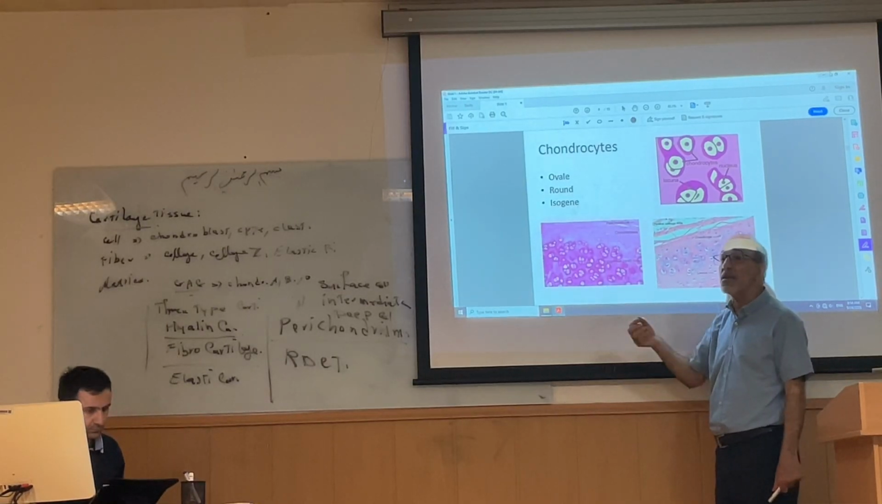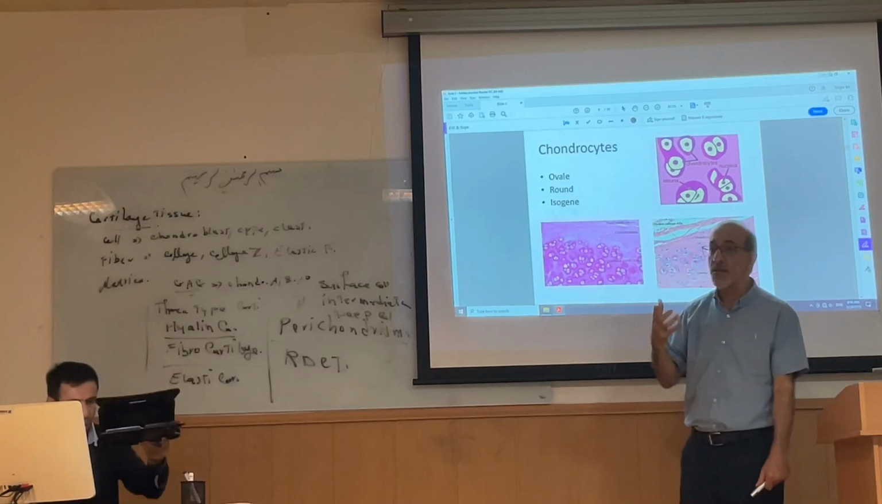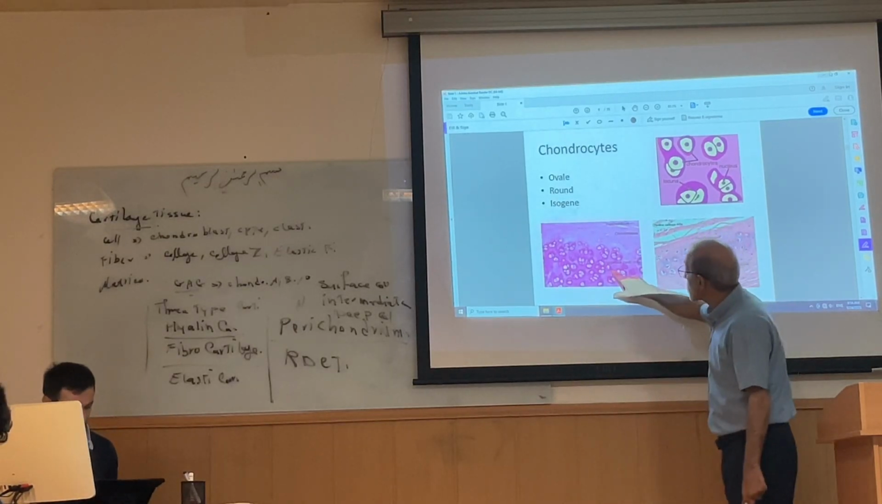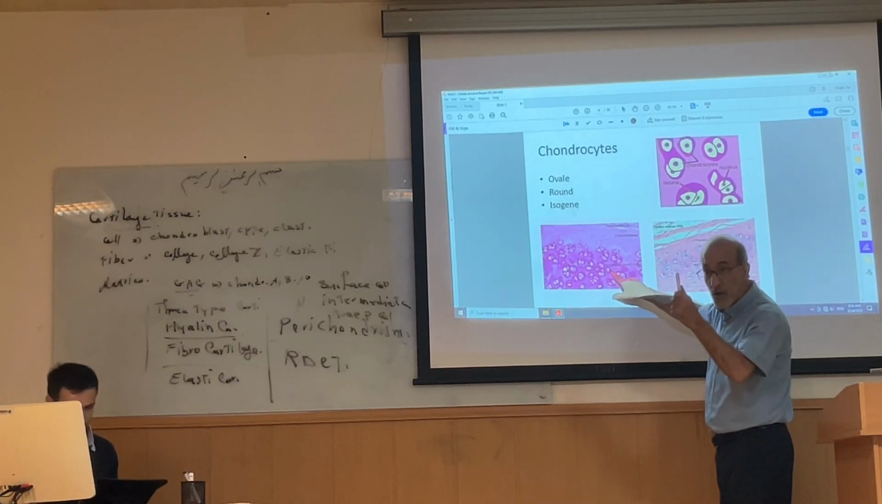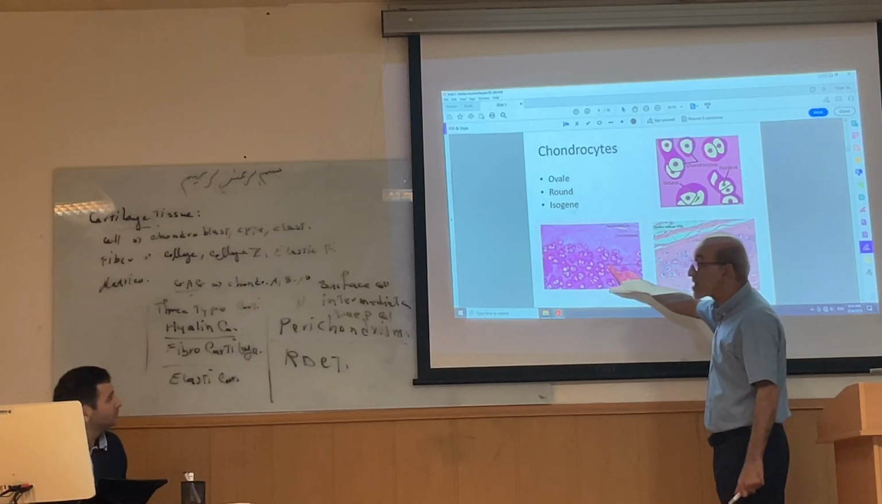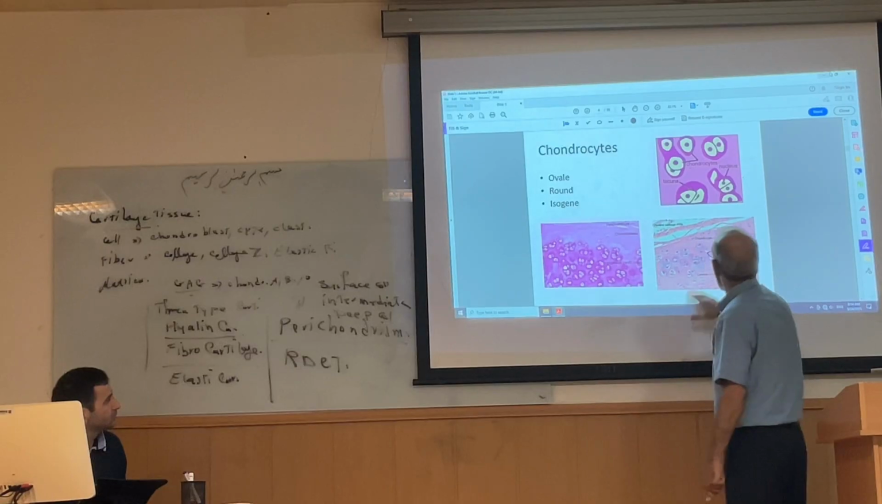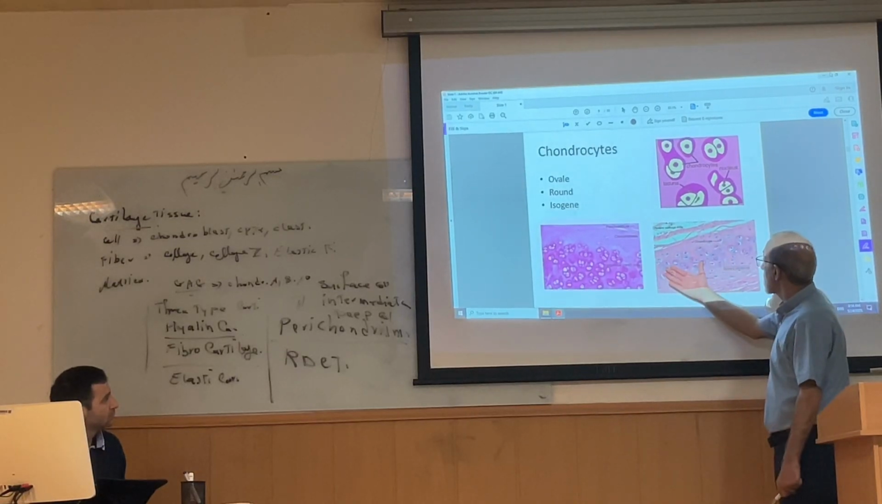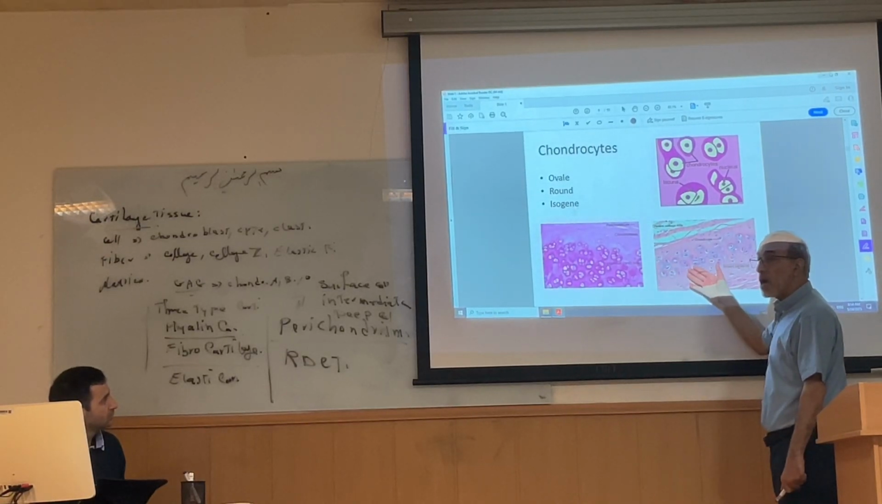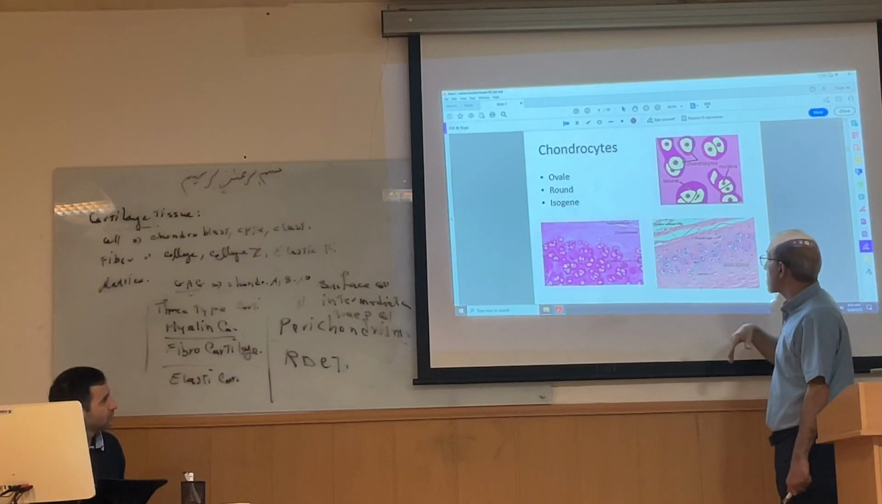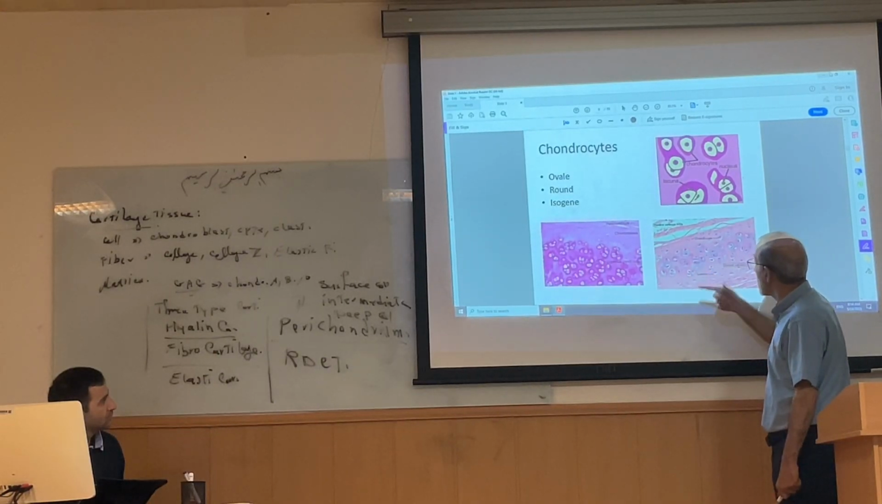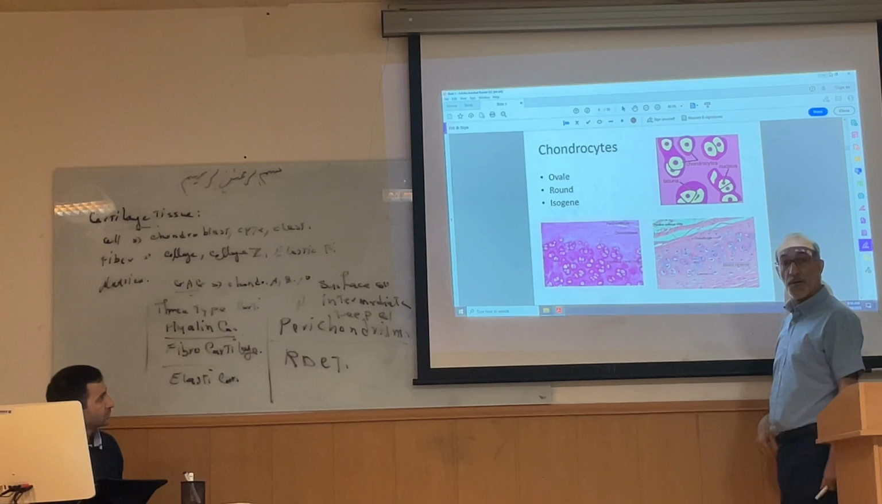This protein is newly secreted. This protein is old, secreted earlier. This is very densely basophilic. This is very clearly basophilic. What is this? This is cartilage. What type? Hyaline cartilage. Why? I cannot see fiber in the matrix.